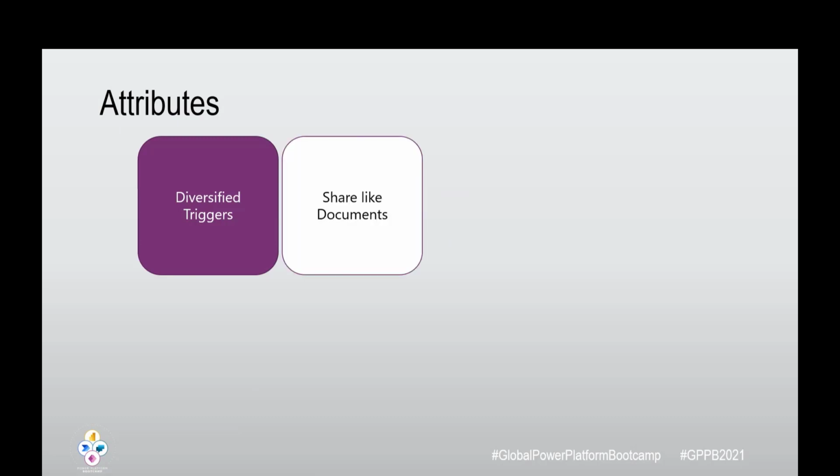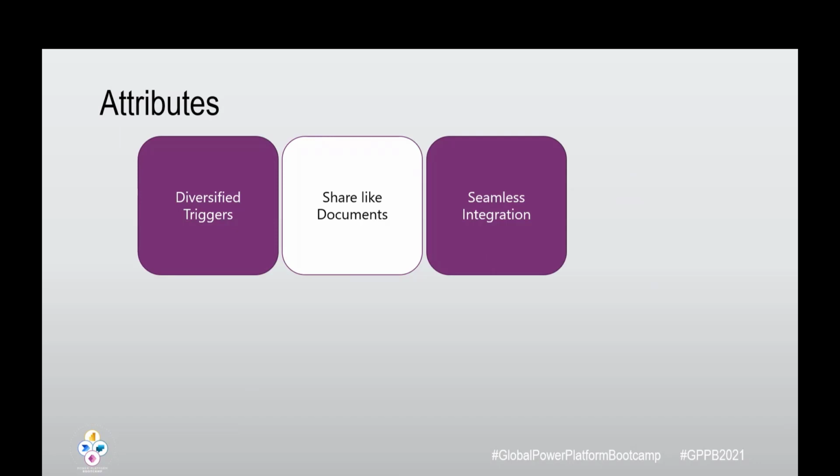And the next is share like documents. So we can share a build. Let's say I have built a Power Automate flow, and this flow will be needed by my colleagues. So I can share it like a document. I can click on the share button, put his email address, and send it to him. He can collaborate on it as his own entity, and he can update that as he needs.